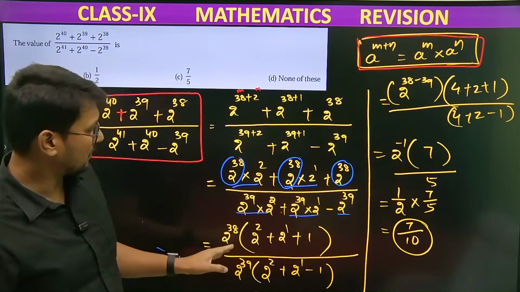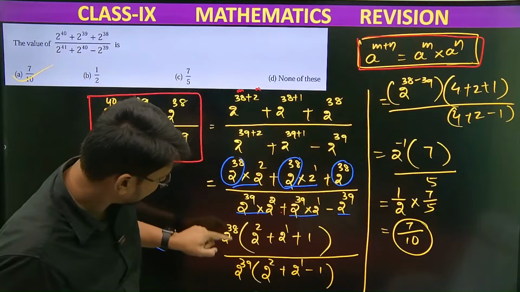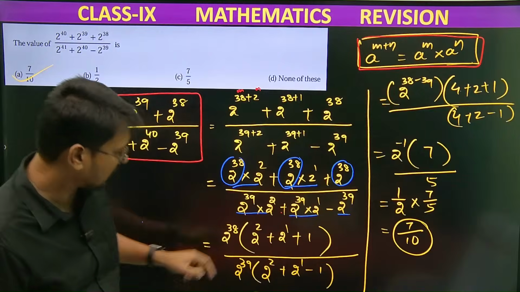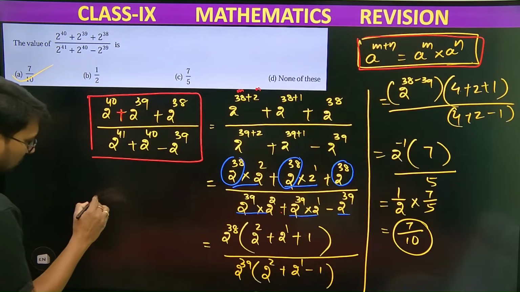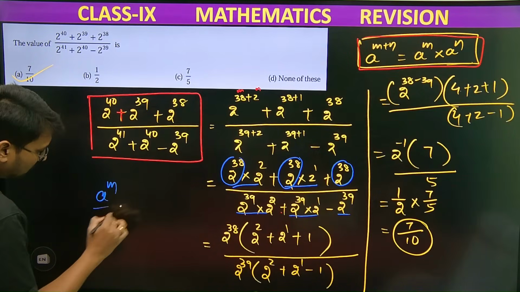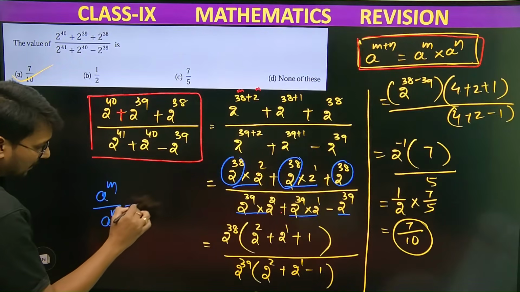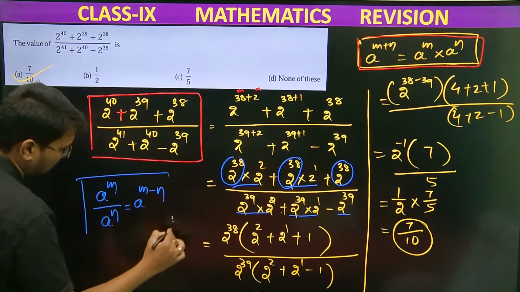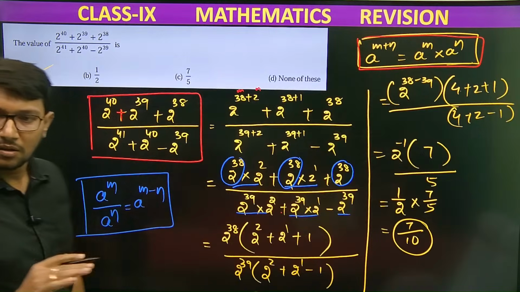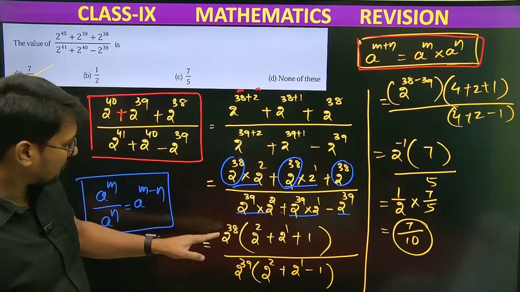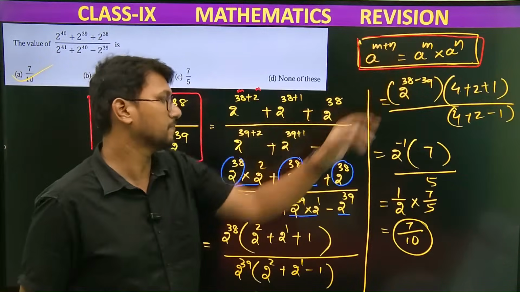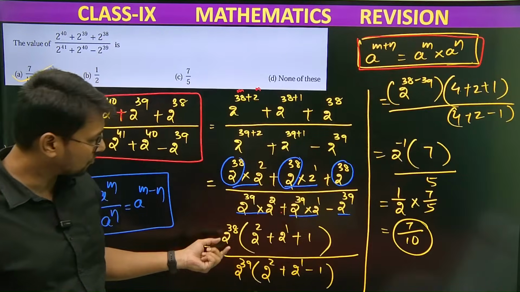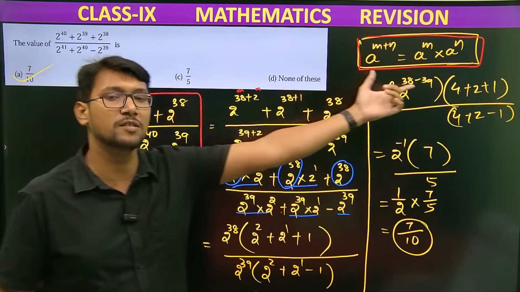Okay, so now 2 to the power 38 divided by 2 to the power 39. You know the laws of exponent. A to the power m divided by a to the power n is how much? A to the power m minus n. Yes or no? Okay, so therefore we have used 38 minus 39. This is m, this is n, so in division, 2 to the power 38 minus 39.